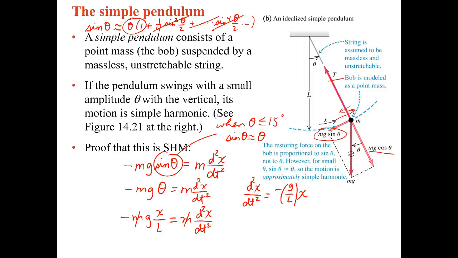Okay, now where do we recognize this from? Well, this is simple harmonic motion with this value being equal to omega squared. So omega is the square root of g over L. And so we really do have simple harmonic motion with this pendulum.